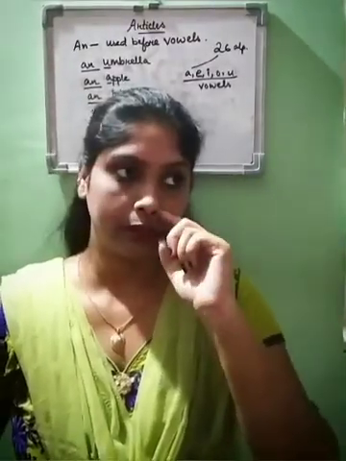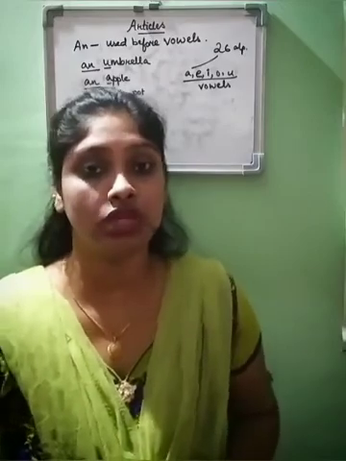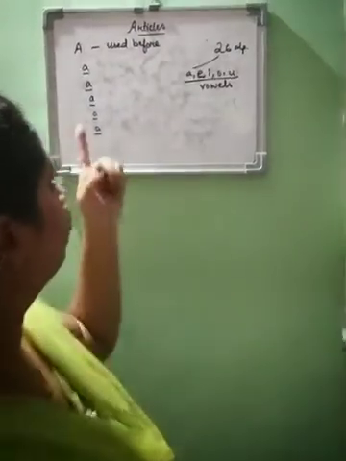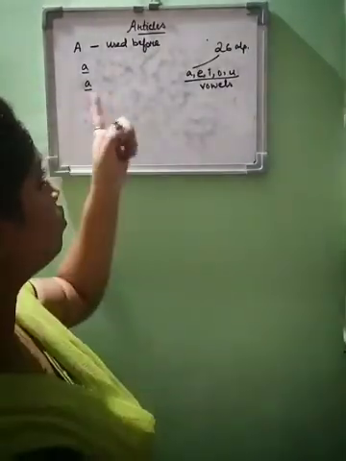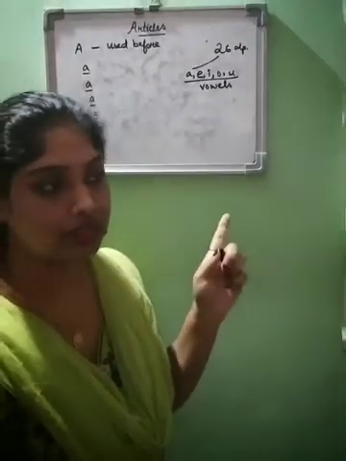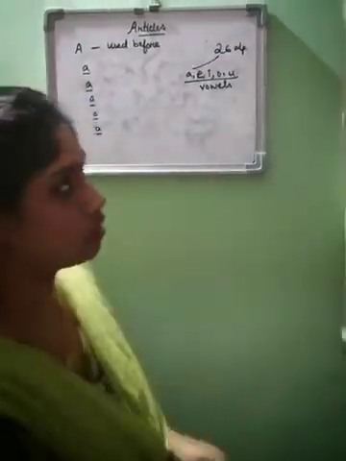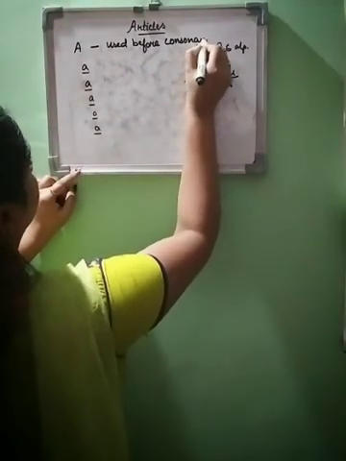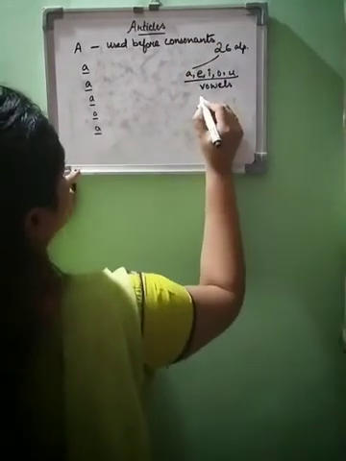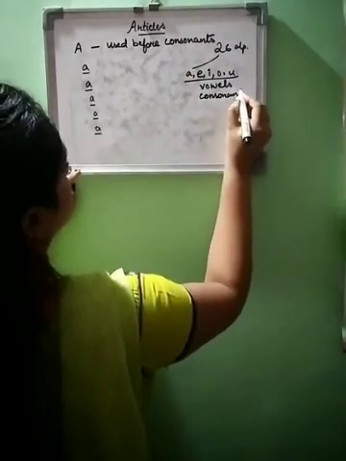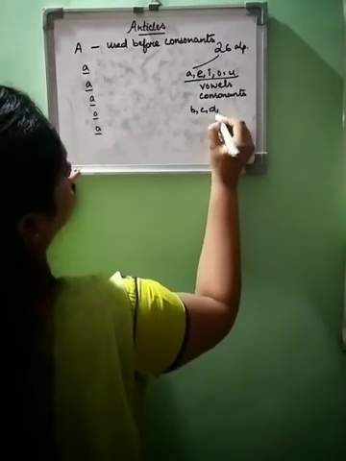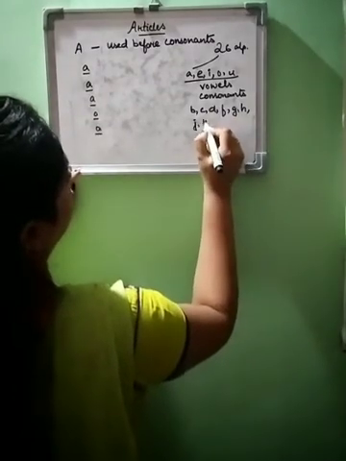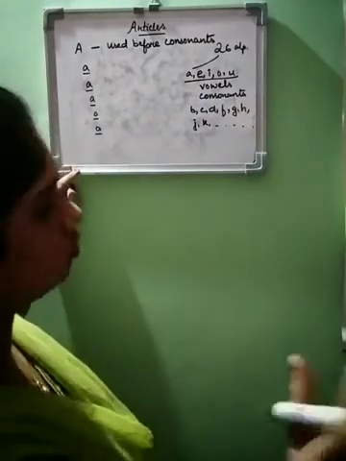Now let's see in which cases we use the article a. As we had seen in the previous part, an is used with the vowels. So in that way, a will be used before consonants. That means consonants are B, C, D, F, G, H, what else? J, K, and the remaining. You know how many there are.